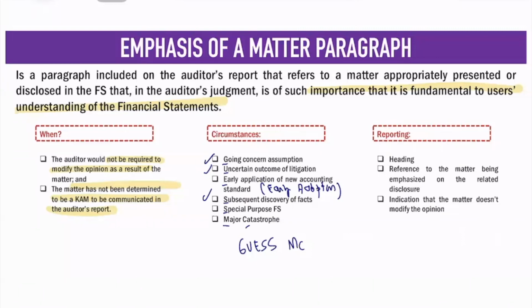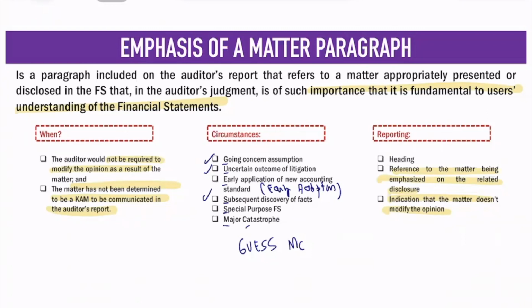So again, you will start with a heading. So what is that heading? The emphasis of a matter paragraph. And then you reference the matter being emphasized on the related disclosure. So for example, you are emphasizing going concern, then you look into the note disclosure of a going concern. Or for example, litigation, you look into the disclosure relating to that litigation. And lastly, you place there the indication that the matter doesn't modify the opinion. However, since it is so important that the user must look into it, to properly understand the FS, you just place there an emphasis of a matter.